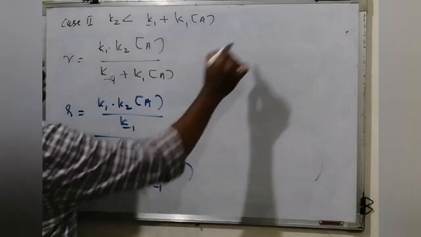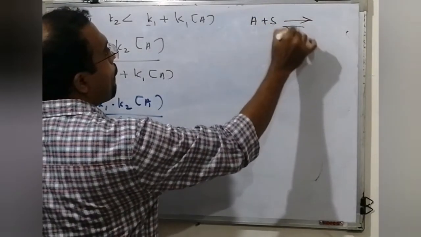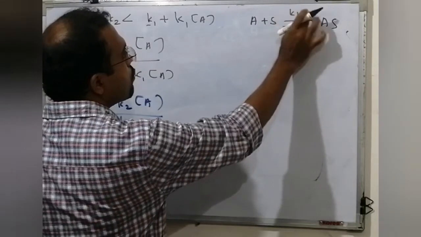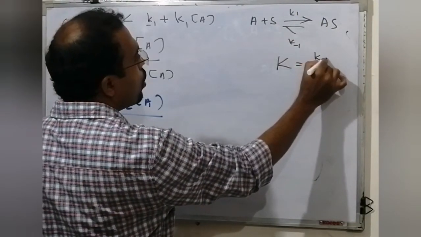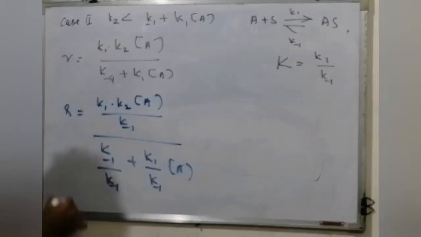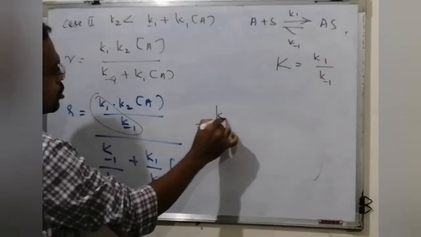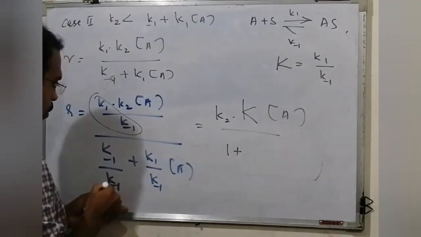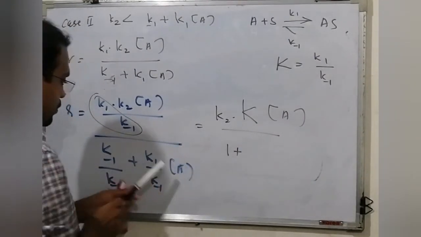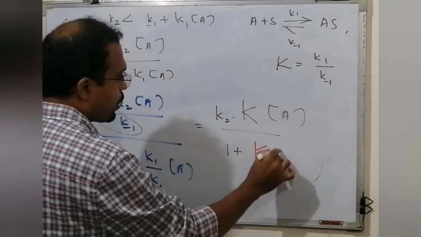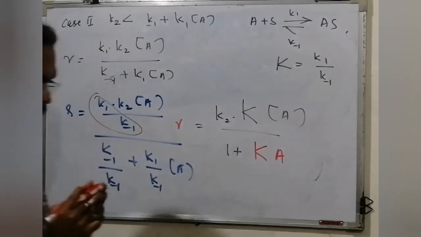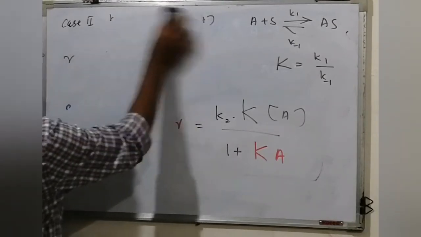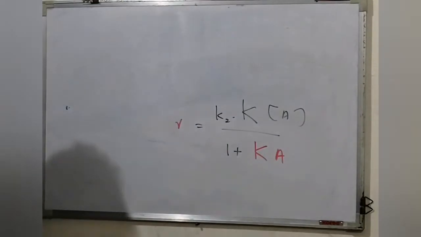You know what happened here? This is our reaction, A plus S, K1, K minus 1, AS. This is an equilibrium. The equilibrium constant is forward over backward, K1 by K minus 1. Therefore, this becomes the equilibrium constant K. Therefore, you will get R equal to K2 K A all divided by 1 plus K A. At a very low K2 value, you will get an equation like this. This equation is very important. Capital K is the equilibrium constant.